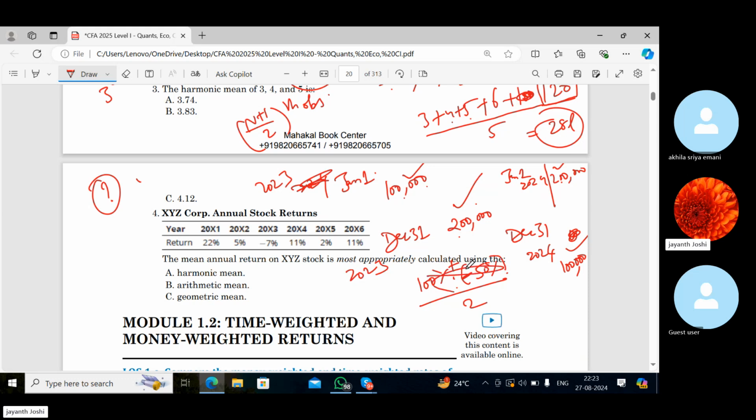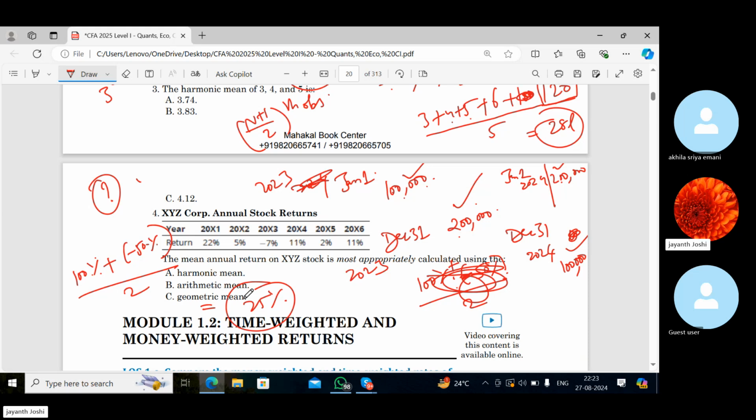So I'll write it neatly here. From 1 lakh, the investment value has become 2 lakhs. So you see a 100% return. And from 2 lakhs, it has become 1 lakh again. So you see a 50% loss. I'm finding out the average because I have only two values, opening and closing values. So 100 minus 50 is 50. 50 by 2 is 25%. So this shows that you have earned a 25% return.